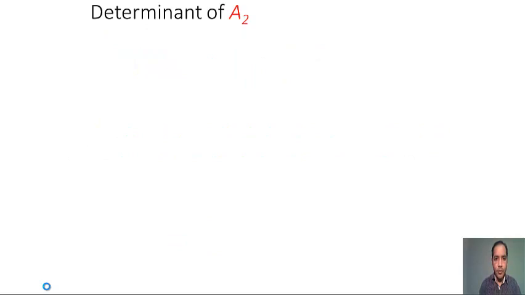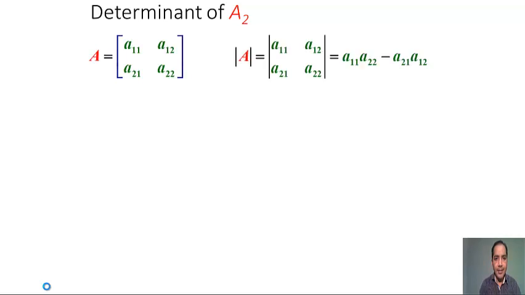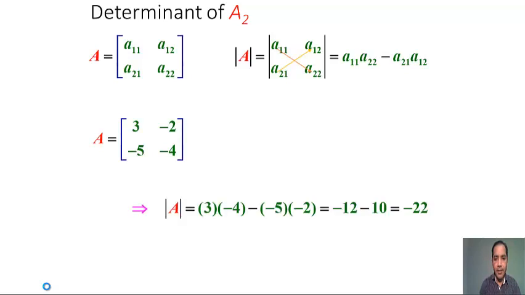Determinant of a 2 by 2 matrix. If we have a matrix A, then the determinant of A is the multiplication of the diagonal elements minus the multiplication of off diagonal elements. For example, if we have A is a matrix, then determinant of A is equal to minus 22.